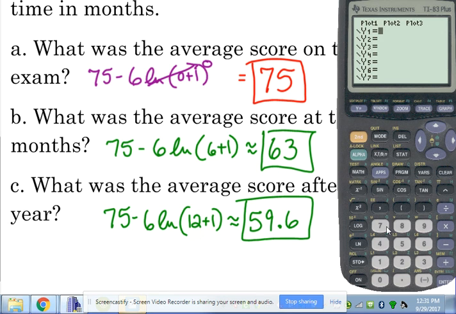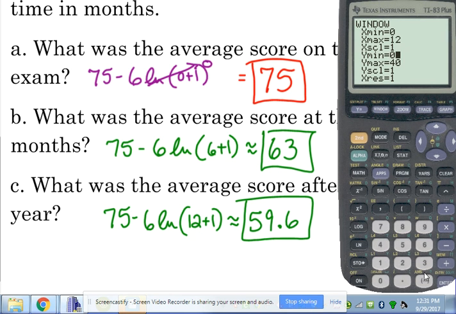If we graph this, let's graph it so we can see the overall behavior. And let me point out something. Anytime they give you a function and they give you a specific domain, set your window to that. They told us that t was between 0 and 12, so I'm going to change my x-min to 0 and my x-max to 12. We're talking about test scores, so it makes sense to do 0 to 100 for my y values. Make sense of those domains and ranges there.